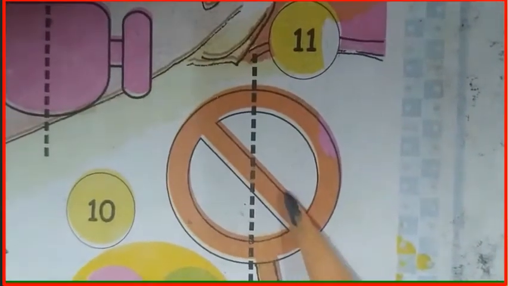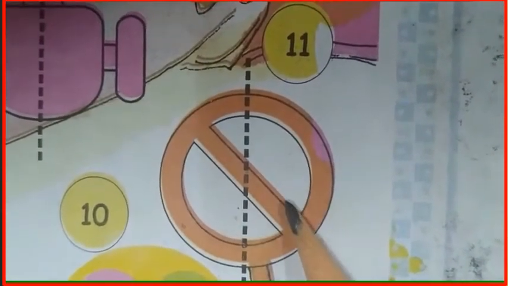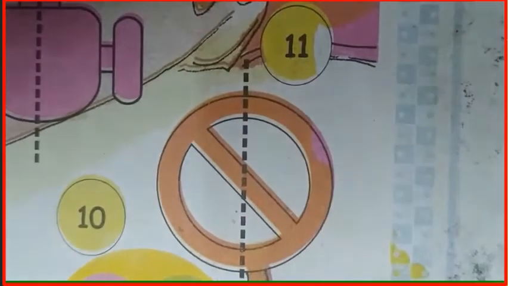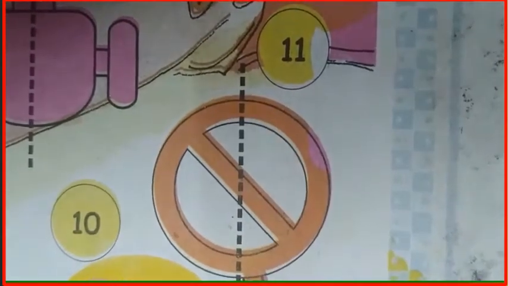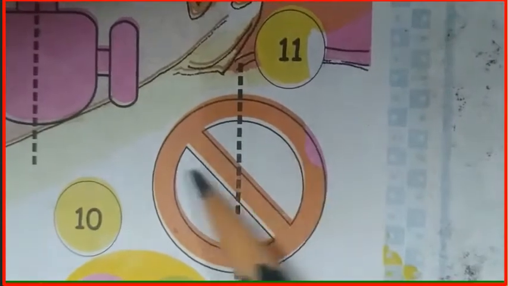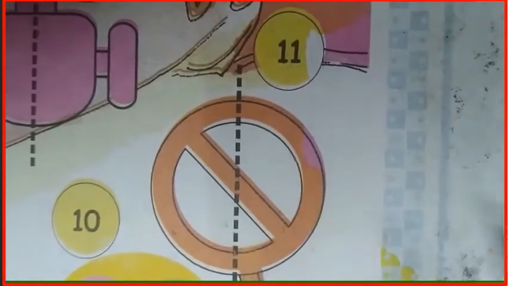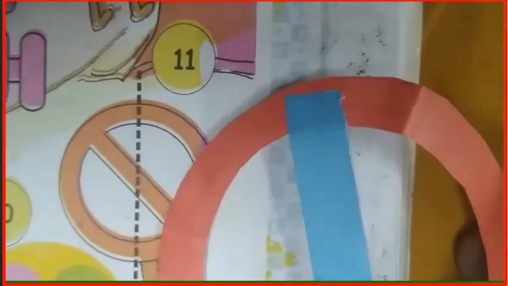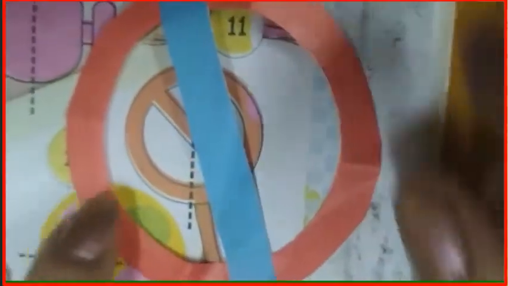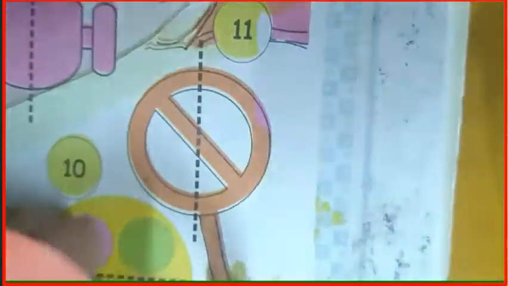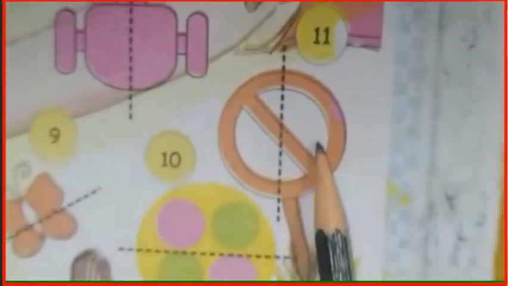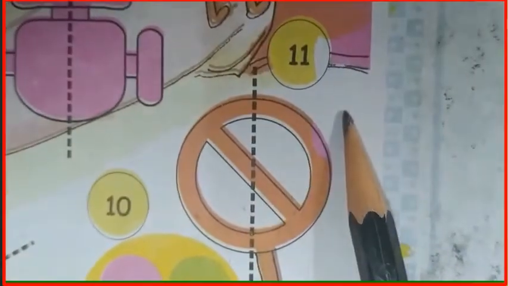Now consider 11th shape. This shape is also asymmetric because if I fold it on this dotted line, they will not completely cover each other. See here, like this. If I fold it across the dotted line, see it doesn't cover completely. See here also. So this shape is asymmetric. So put a cross here.